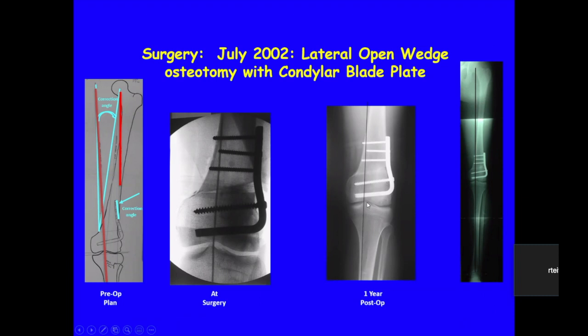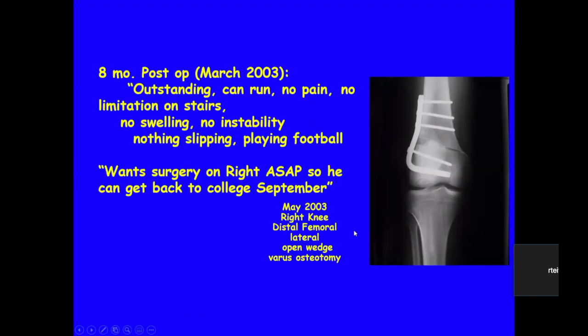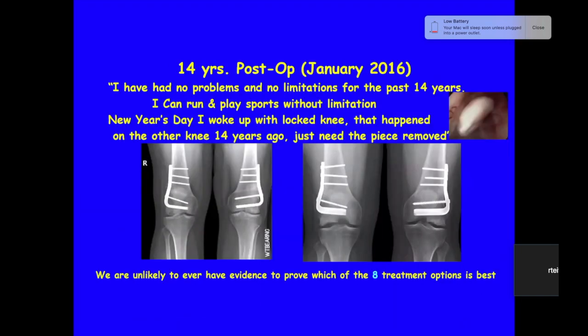Here he is 1 year post-op. Mechanical axis is at the medial tibial spine. 8 months after surgery, he came back. He said, "It's outstanding. I can run. There's no pain, no limitations, stairs, no swelling, no instability, nothing slipping. But the other side has a similar problem. I'd like to have it operated on so I can get back to college in the fall." And so he had a contralateral procedure on the other side.